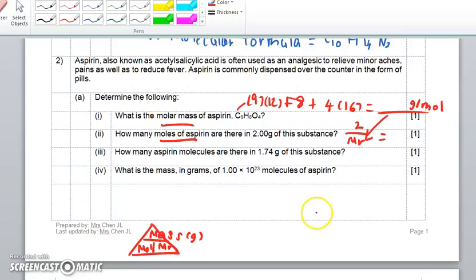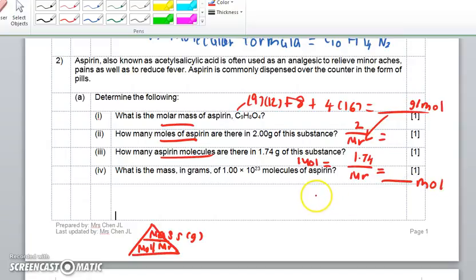Number of moles. How many aspirin molecules? I first find the mole. I take mass over Mr. I find the mole. Mole of substance equals mass over Mr. So what's the answer? Something mole. Using this number of moles, I multiply by 6.02 times 10 to the power 23 molecules per mole. I'll have my answer in number of molecules.